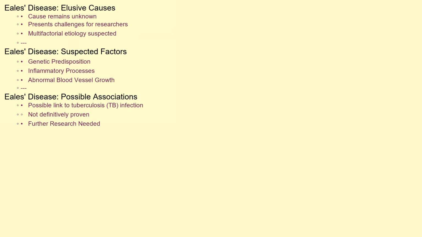The exact cause of Eales disease remains elusive, making it a challenge for researchers. However, it is believed to be multifactorial, involving a combination of genetic predisposition, inflammatory processes, and abnormal blood vessel growth. Some studies have suggested a possible link to tuberculosis infection, although this is not definitively proven. Further research is needed to fully understand the underlying causes of this complex disease.